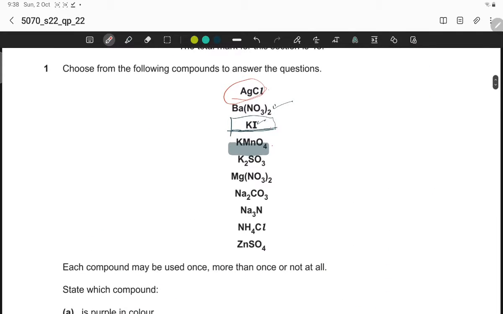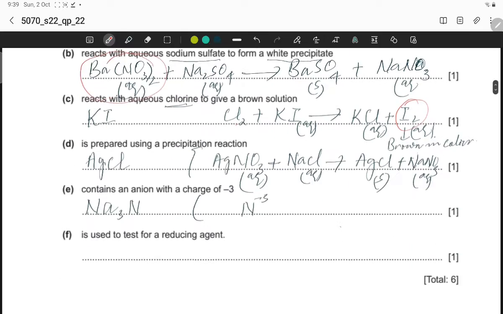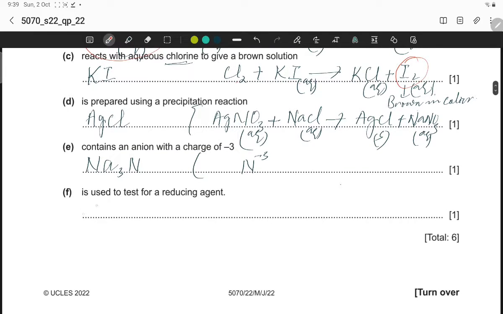Contains an ion with a charge of -3. So this is the compound sodium nitride, which is formed like sodium carrying plus charge and nitrogen carrying -3 charge. Charges are always cross multiplied when ionic compounds are formed and when ionic bond is formed. So this is Na3N.